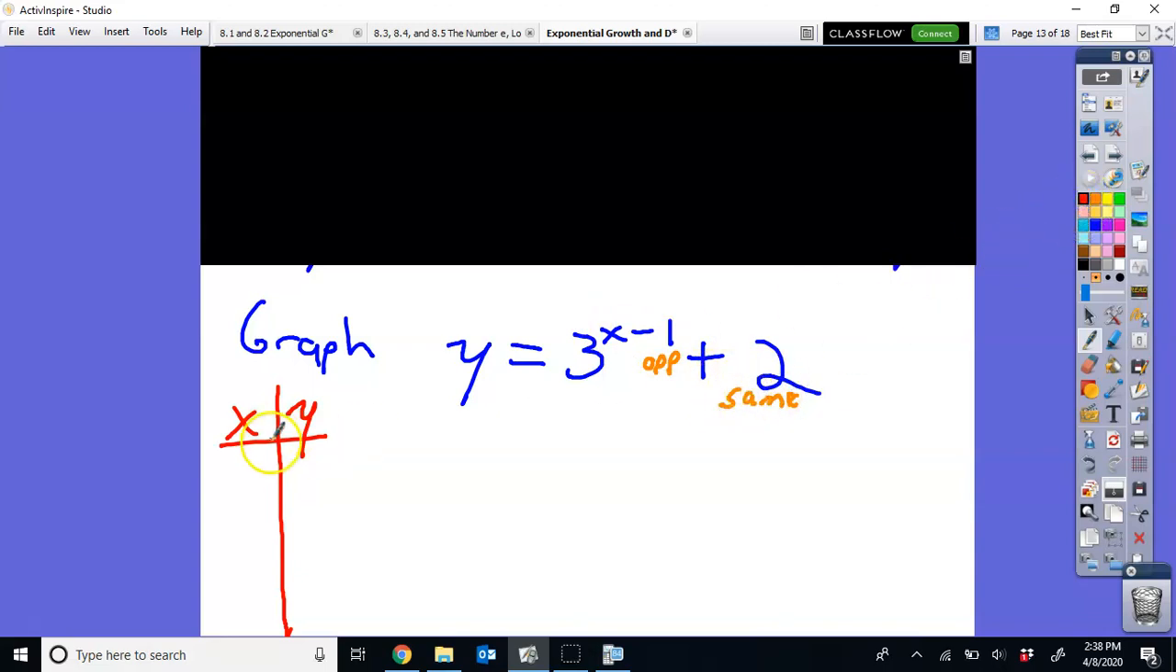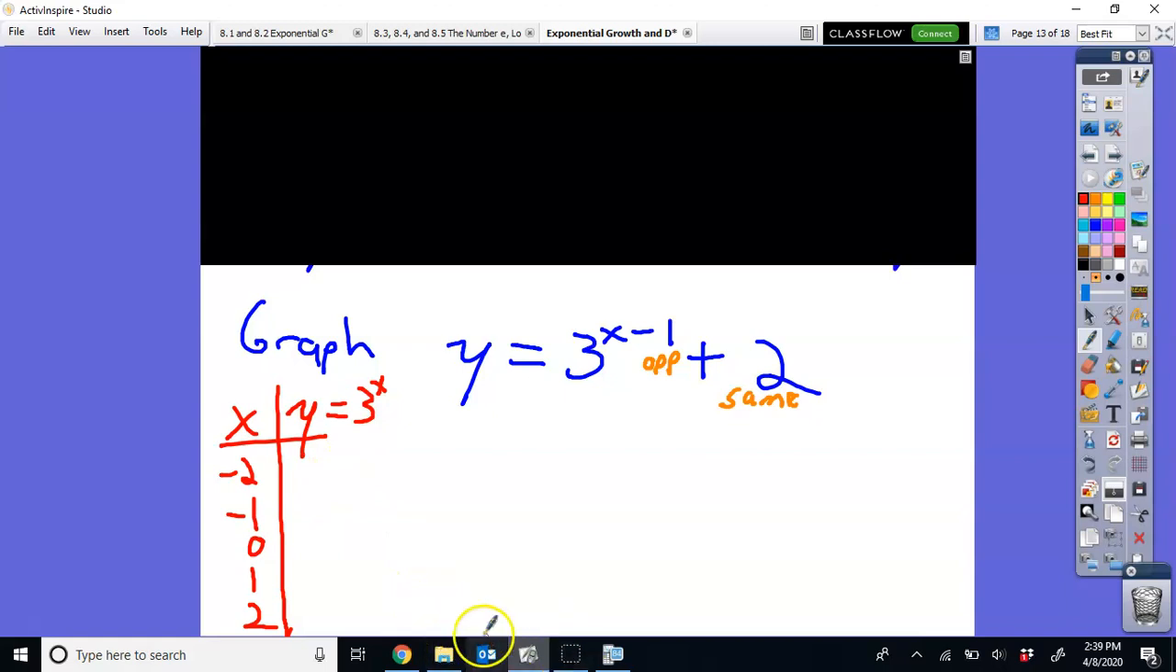So really all I need to do for a table of values to get a few points is I'm just going to do the 3 to the x. I'm not going to do the whole thing. I'm just going to do the 3 to the x because that's going to make my table of values much easier than trying to do the whole thing with the -1 and the +2. My reason for telling you that is because it'd be hard to type in the calculator with all of that. So I'm going to take 3 and raise it to the -2nd power.